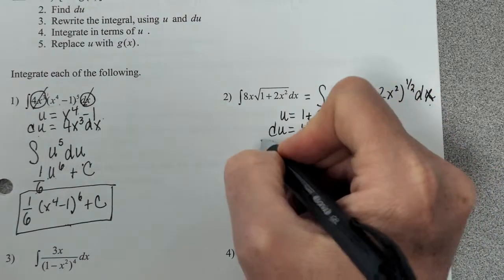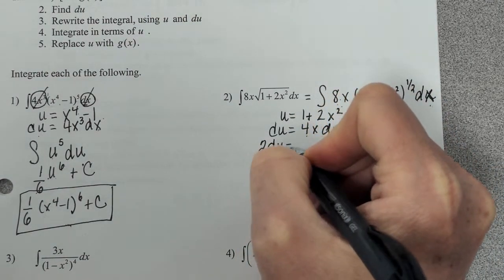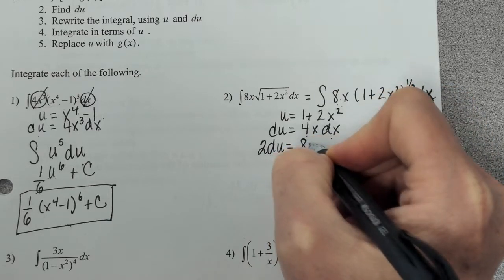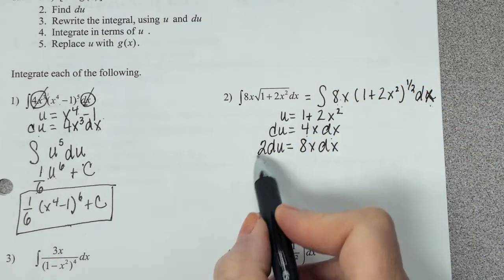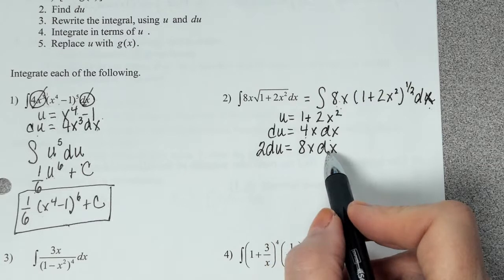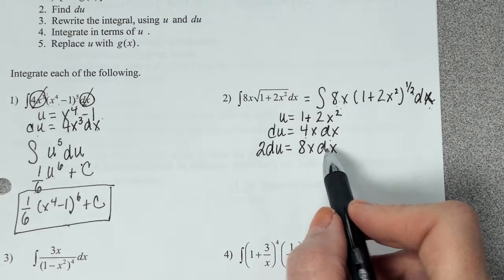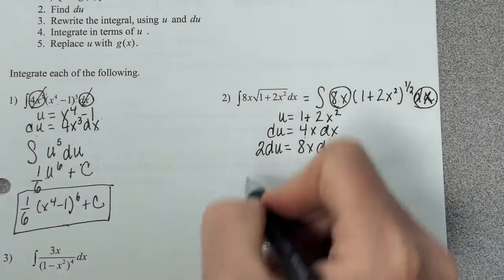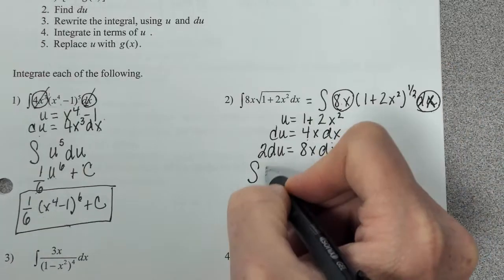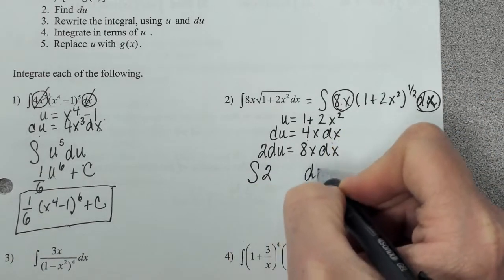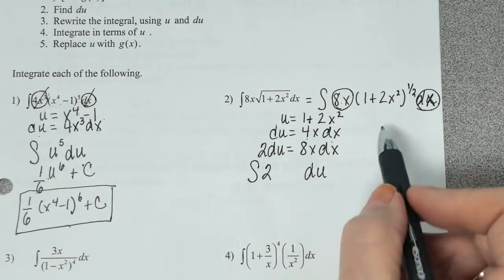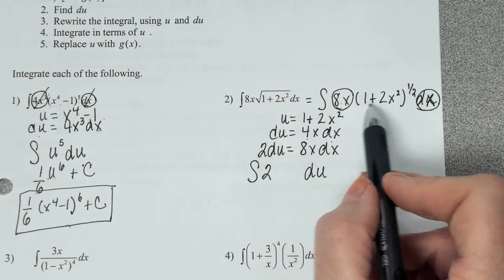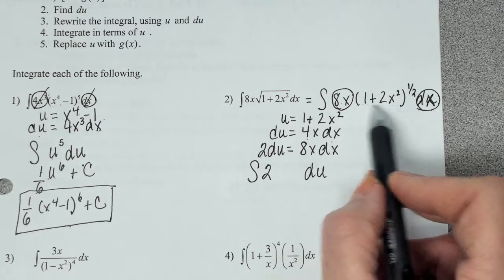Right, good job. So 2 du is going to be equal to, multiply this by 2. So 2 du is the same thing as 8x dx. All right, so here's my 8x dx. All of that gets replaced with 2 du. I'm going to spread it apart. And the reason why I do that is because I have to replace this.